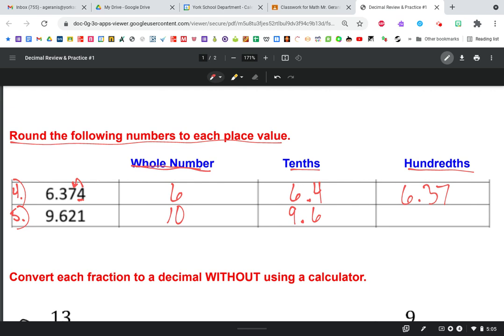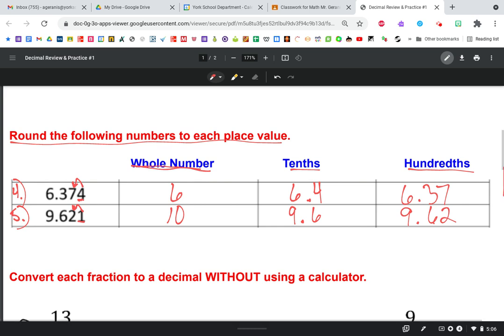Looking at the next number, 9 and 621 thousandths, we'll use the 1 in the thousandths place as our clue. That 1 tells us to keep the 2 in the hundredths place as it is. Do not round up. So we have 9 and 62 hundredths. All right.